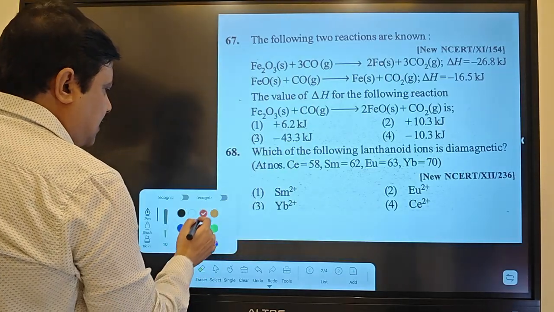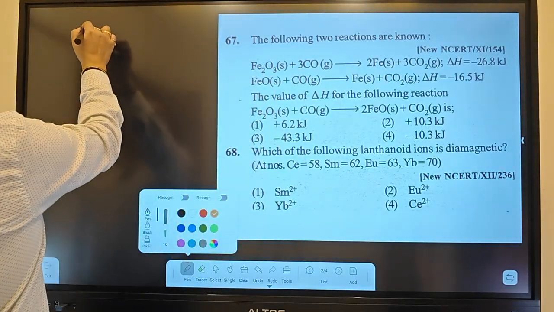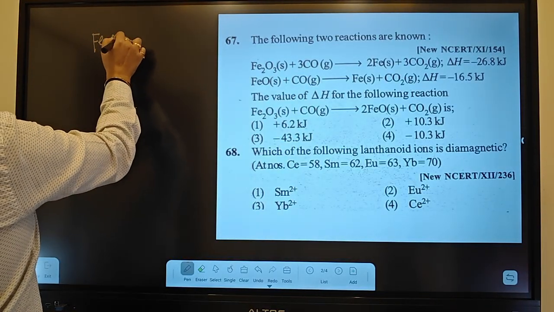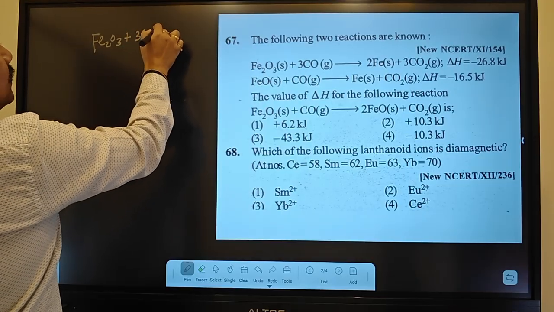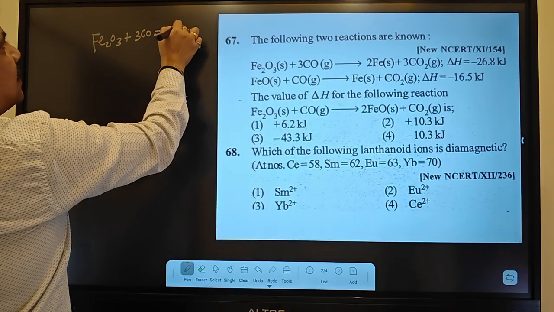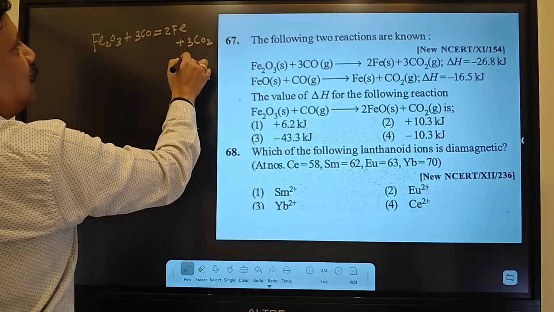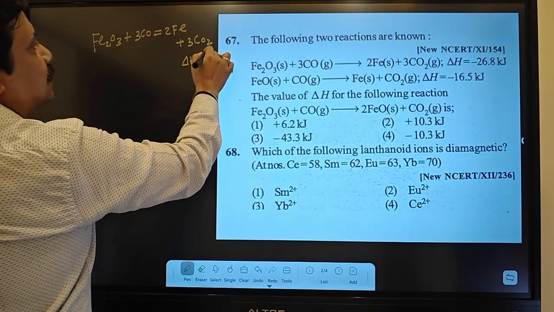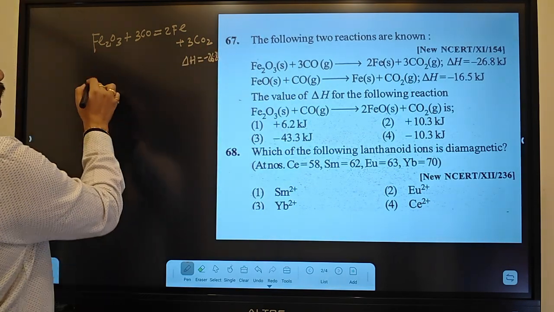If you look at these questions, this first question gives Fe2O3 plus 3CO gas, which gives rise to 2Fe plus 3CO2. For that delta H value, they are giving minus 26.8. And now the next one they are giving.